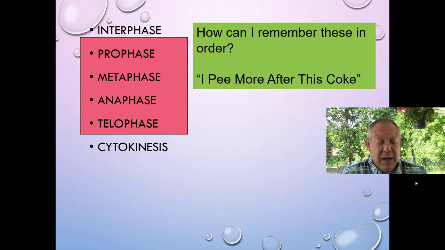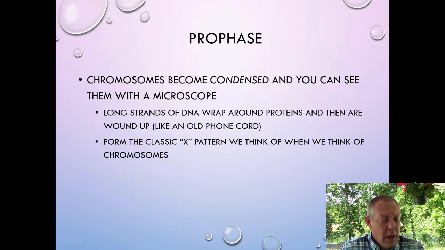Interphase, prophase, metaphase, anaphase, telophase, cytokinesis. All right? Okay, so prophase is when those chromosomes start to condense. And so now you can start to see them with a microscope.